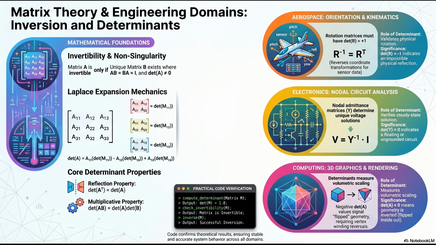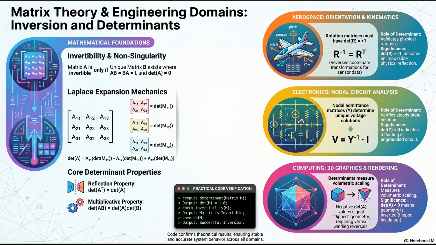Like the multiplicative one, where the determinant of A times B is just their individual determinants multiplied. Yeah, that one's straightforward. But the scalar multiplication one is wild. If you scale an entire matrix by a factor of k, the new determinant is k to the power of n times the original. Which trips a lot of people up.